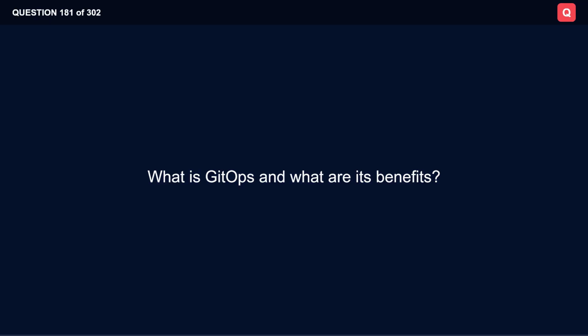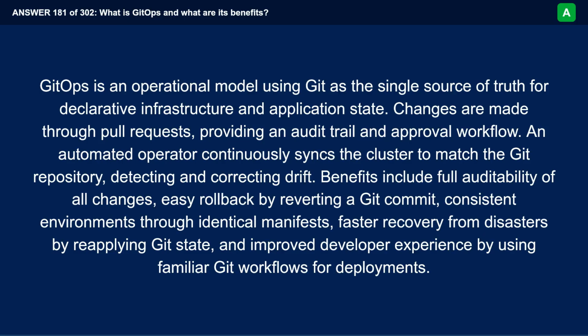What is GitOps and what are its benefits? GitOps is an operational model using Git as the single source of truth for declarative infrastructure and application state. Changes are made through pull requests, providing an audit trail and approval workflow. An automated operator continuously syncs the cluster to match the Git repository, detecting and correcting drift.